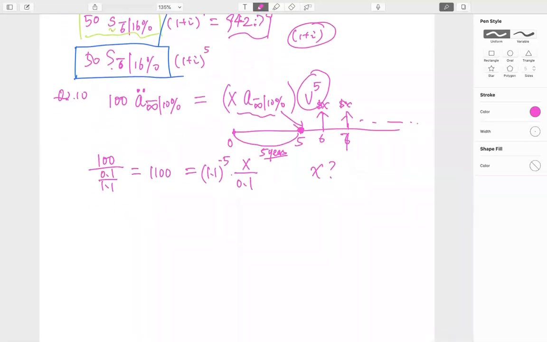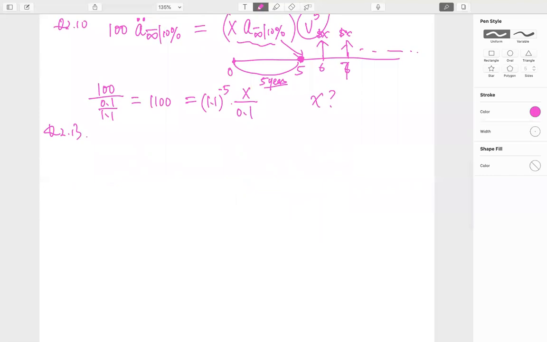The next one is 2.13. Aaron pays 4,000 at time n years in order to receive 438.52 at the end of each year for n years, starting at time n plus 1. The annual effective rate of interest is 8%. This is more complicated than the previous one because the computation is not easy.